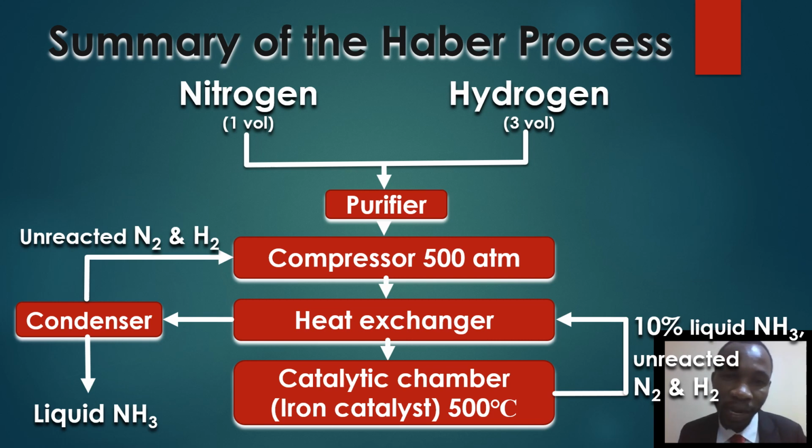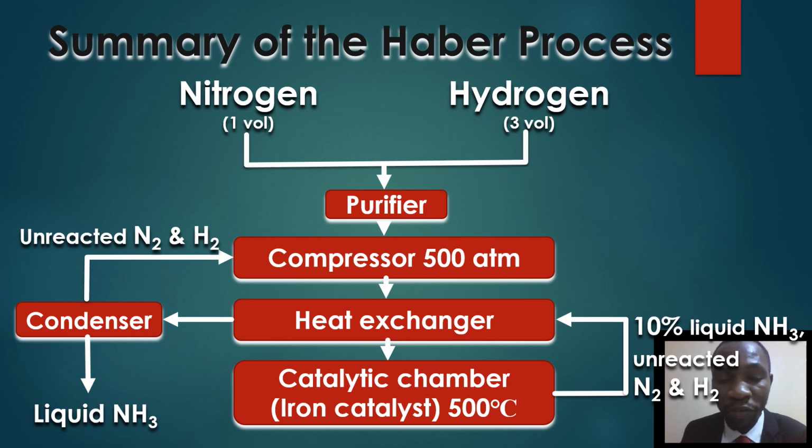So these raw materials, we have said, are taken to the purifier to remove the impurities that could otherwise poison the catalyst, then taken to the compressor to increase the pressure to 200 atmospheres, then the heat exchanger to heat that gaseous mixture to 500 degrees Celsius, then to the catalytic chamber where the reaction occurs between nitrogen and hydrogen. Then in this catalytic chamber, we have said we have 3 conditions that are necessary for that reaction to occur.